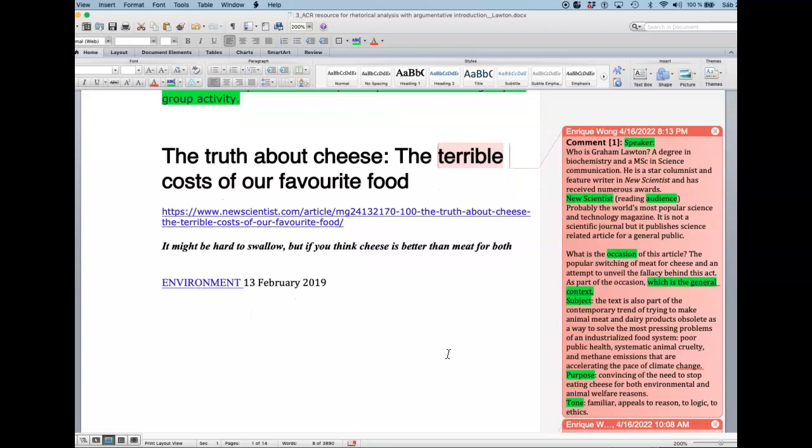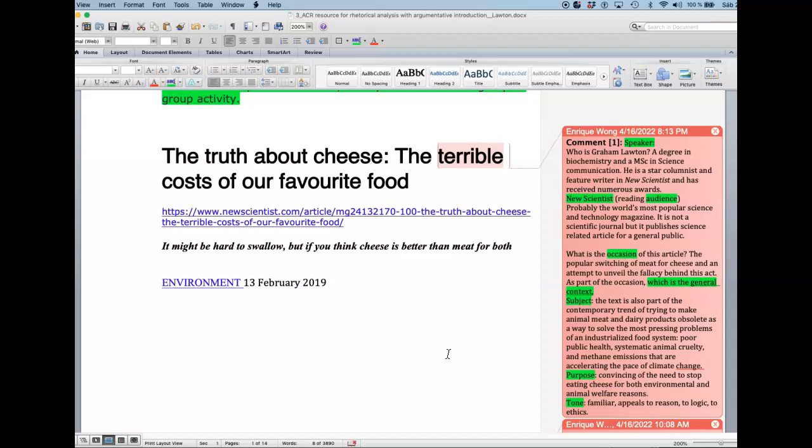And after reading the article two or three times, I realized that the speaker is essential for you to understand who the speaker is of the article that you're analyzing now. In this case, Lawton has a degree in biochemistry, which somehow qualifies him as an authority on the topic that he's writing about. And he has a master's in science communication. He's one of the leading writers in New Scientist. He's a star columnist and feature writer in New Scientist, and he has received a number of awards. So in terms of credibility, you know that the author is a human source. He's someone that you would trust, that you would accept to read, because it's a trustworthy source.